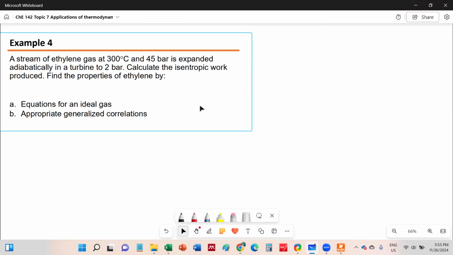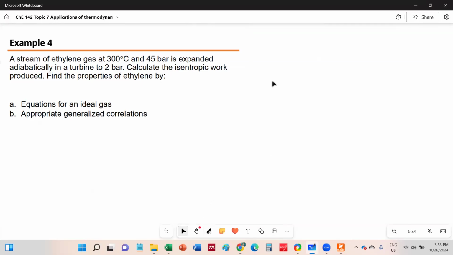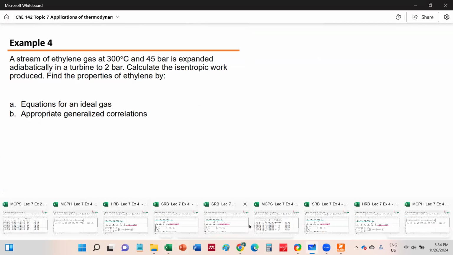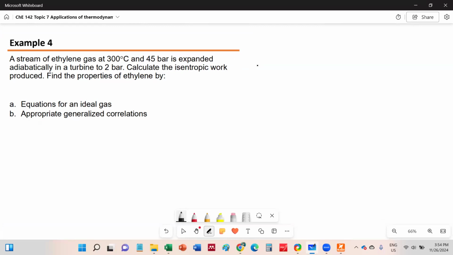Okay, so let's draw the problem first. By the way, do you notice that I'm sharing the entire screen? That's for convenience, because later on we will shift from whiteboard to Excel for the entire solution of this problem. I don't have to reshare my screen. So let's write the given. We're given an expander. It's specified that it's a turbine here. So we're given a turbine.